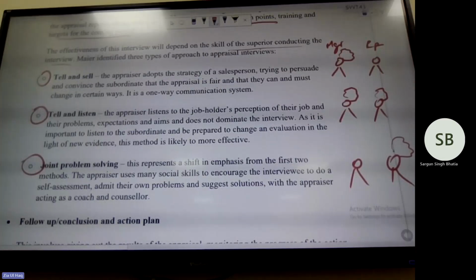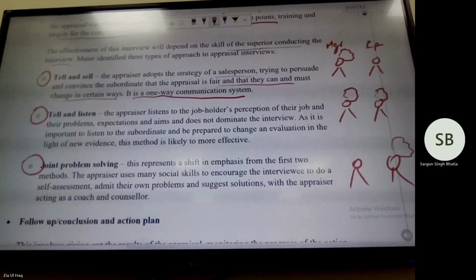So tell and sell. The appraiser adopts the strategy of a salesperson, meaning trying to make the other person realize what went wrong so that he should know he hasn't performed properly. So trying to persuade and convince the subordinates that the appraisal is fair and they can and must change in certain ways. It is a one-way communication system.